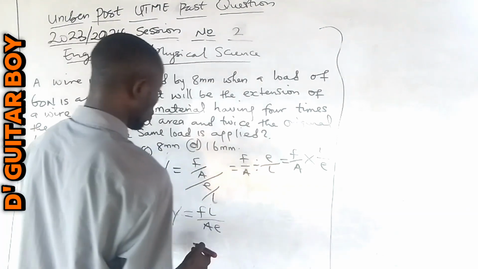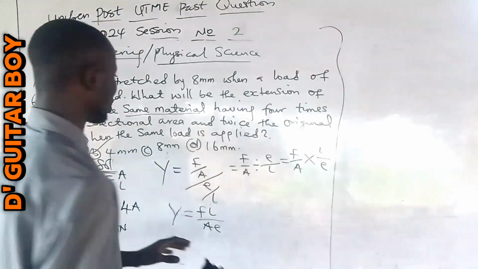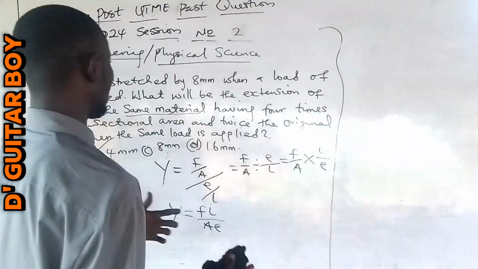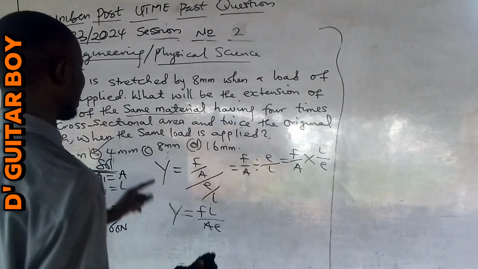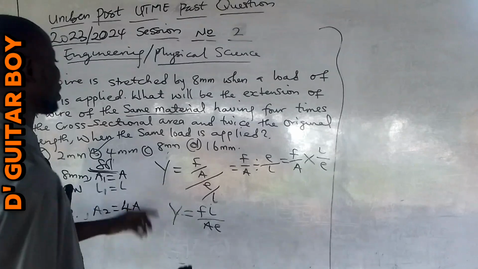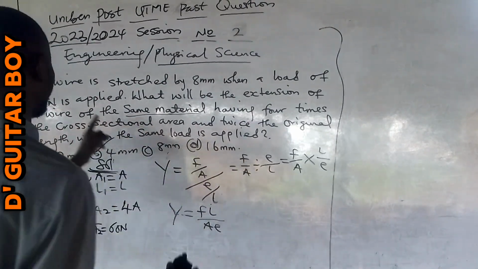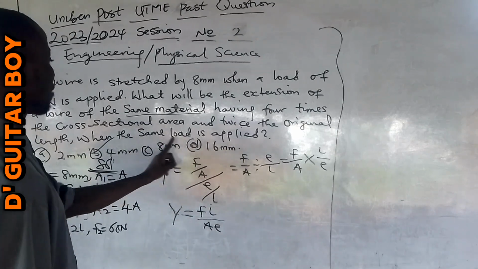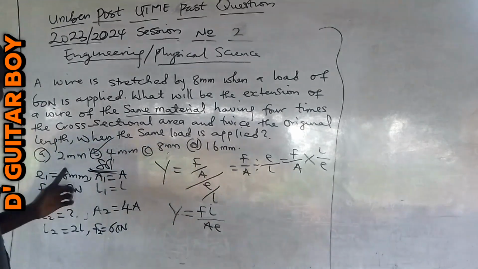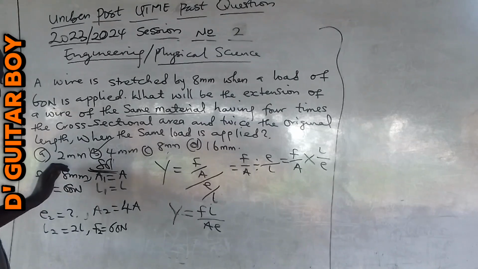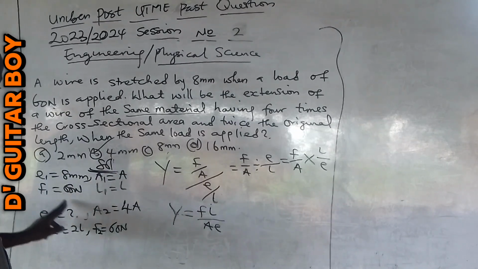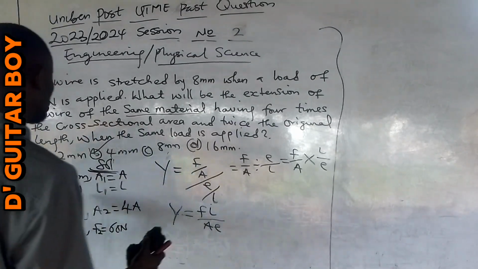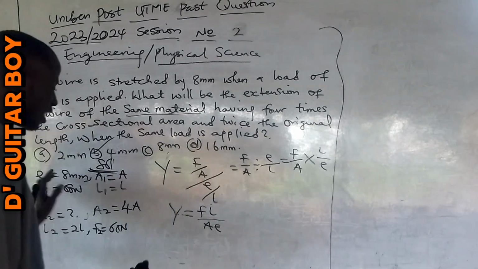You also know from this question that F is constant. How? Even though it was not stated directly in the question that F is constant, the question told you that F is the same, because they said the same load, which is the same force, is applied. From our parameters, you see that force is 60 here, force is 60 here. That was why I wrote 60, 60. So F is constant, which means we don't need this value of F in this calculation at all.